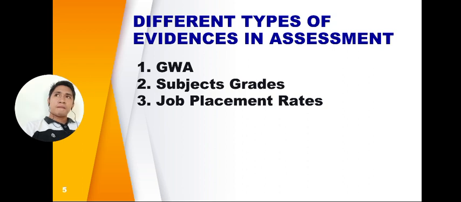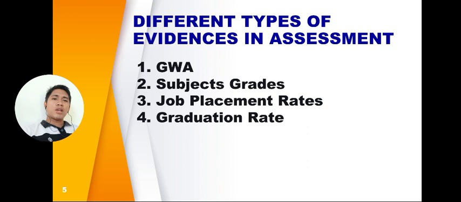So this must be a reference for the universities and colleges who continue producing graduates with the same courses, and yet the public doesn't need them, no? Job placement rates must not be overlooked. Second, we have the graduation rate.